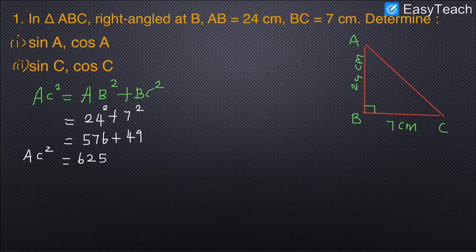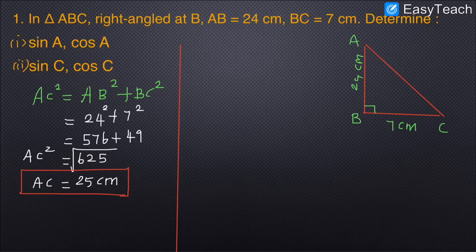This is AC square. To find AC, I take root. Square root of this one is 25. So 25 centimeter. Don't forget to mention the unit. Now I write the value AC, 25 centimeter here. Now we know all three values. Then let's start to find the values for each ratio.